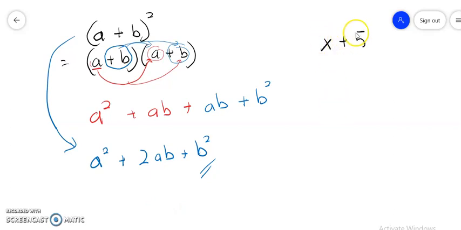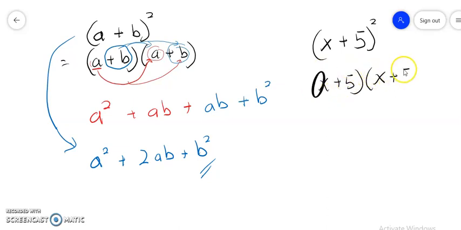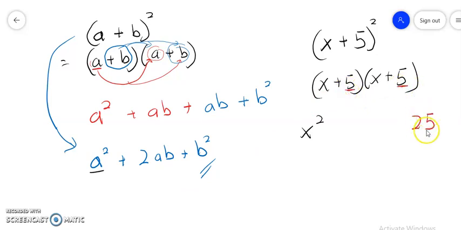(x plus 5) square. So here you'll be getting x plus 5 and x plus 5. If you're following here, x is square, and then you just have to take this 5 and multiply with this 5, you got 25.